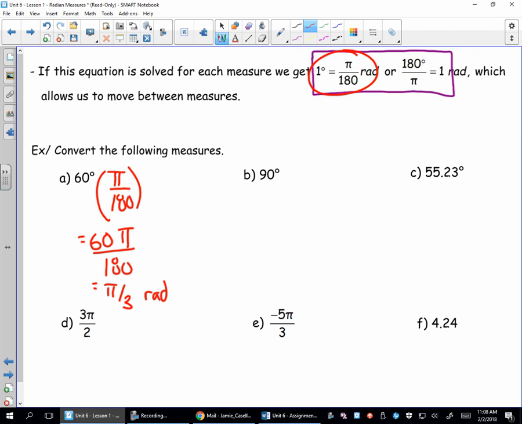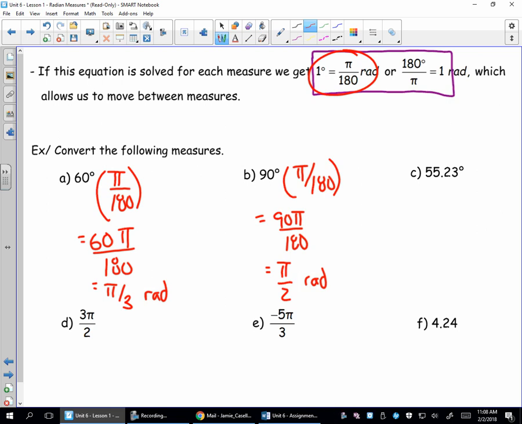Okay, there's my conversion. 60 degrees is the exact same measurement as pi over 3 radians. Let's try 90 degrees. Same idea. 90 pi over 180 comes out to what? Pi over 2 radians. Now we don't have to write the word radians in. If we see a pi, we know it means we're talking about radians. That's kind of the big idea there.